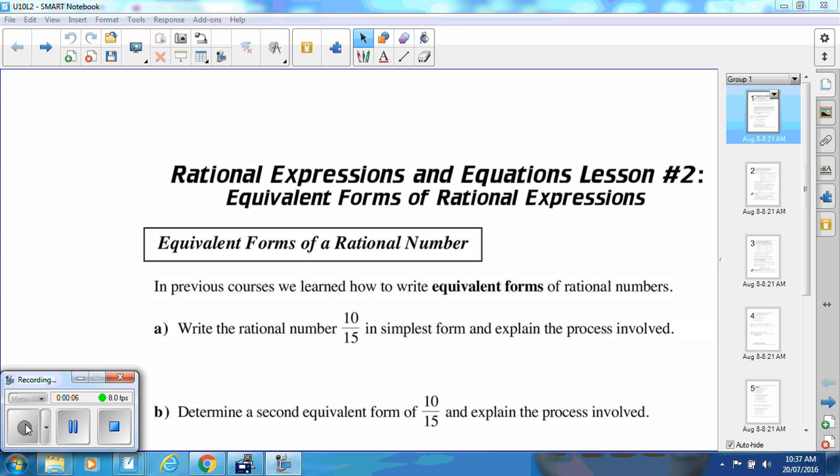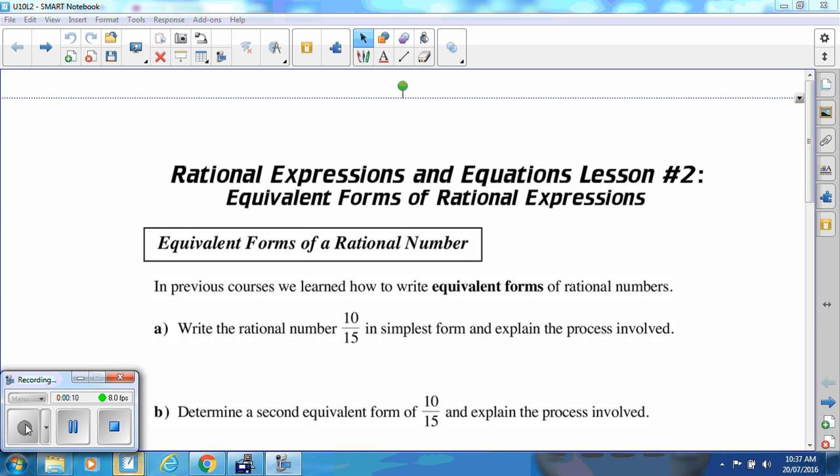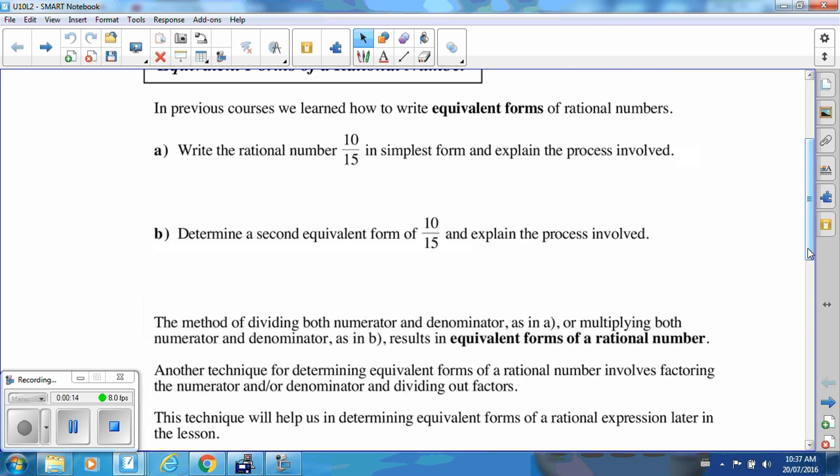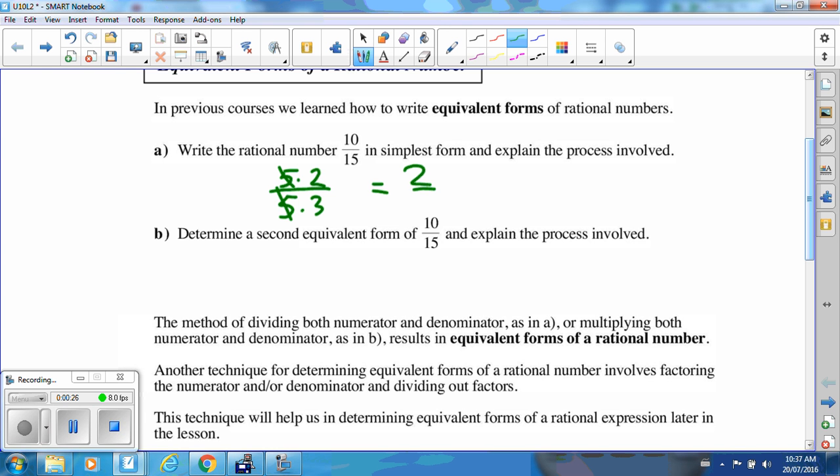All right, so this is 30-2, lesson 2, equivalent forms of rational expressions. And again, a rational number is like 10 over 15. What we can do to make that simpler is divide out 5 from both of those things. Now, we don't even really do this step anymore, but we technically did. So you go, okay, that's 2/3. So I found my common factor and then factored it out.